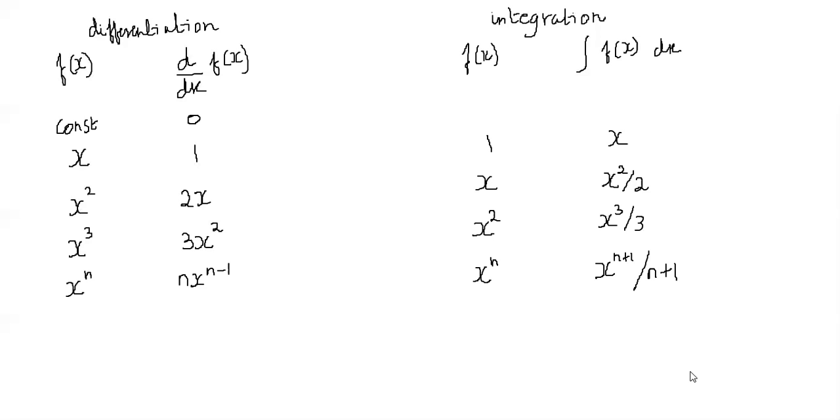If you just substitute in the formula, if it is x cube, n will be 3, so 3 x to the power of 3 minus 1, that will be 3x square. In the same fashion for integration, if it is x to the power of n, it will be x to the power of n plus 1 divided by n plus 1. If it is x square, that is n equal to 2, so x to the power of 2 plus 1, that is 3, divided by 3. So x square integrates to x to the power of 3 by 3.